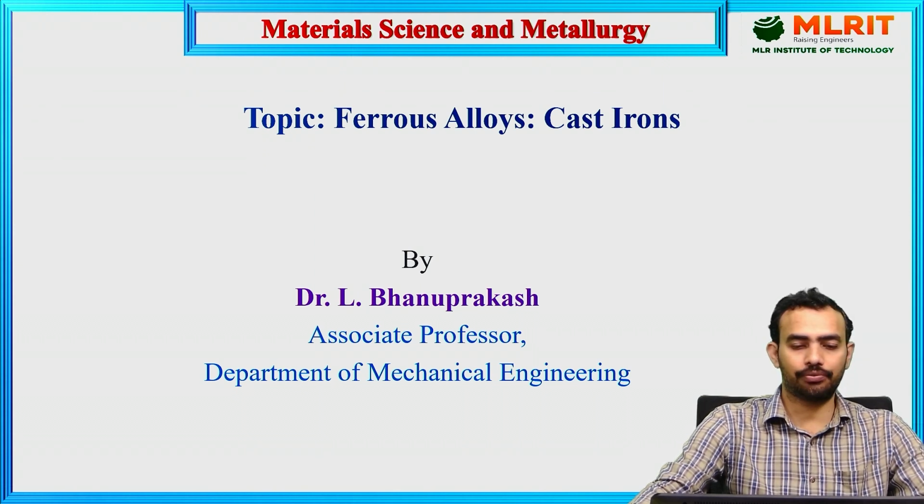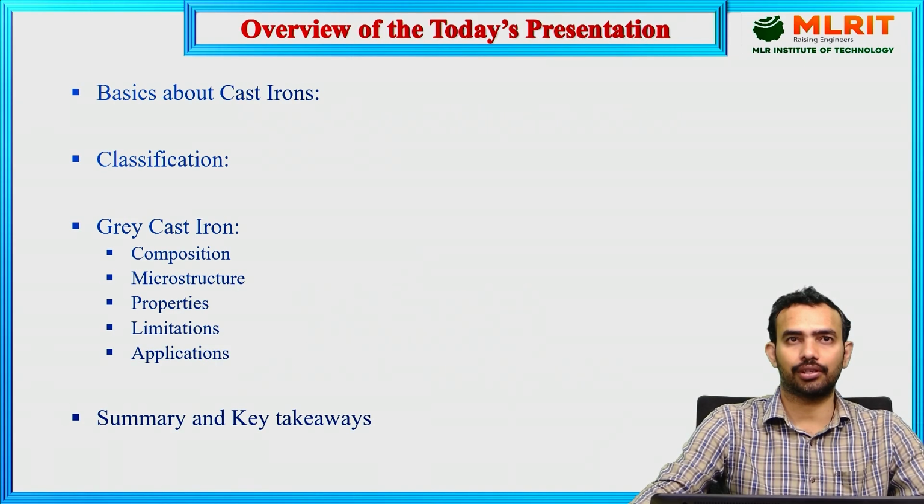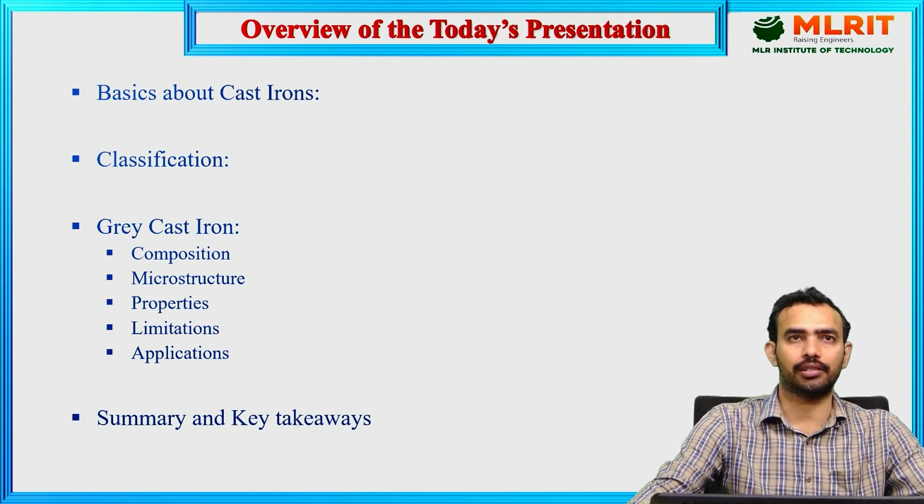In the last class, we discussed ferrous alloys that are steels. At first, we discussed plain carbon steels, under which we covered low, medium and high carbon steels. Then it was followed by alloy steels, in which we saw stainless steel as well as tool steels. These are the two cases we have seen.